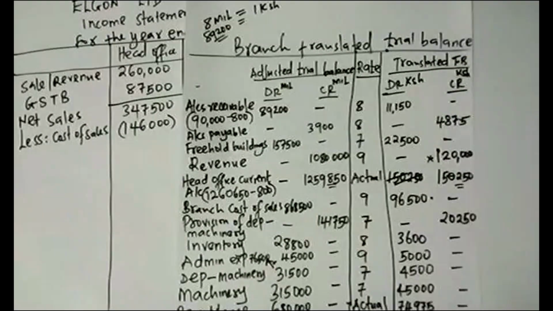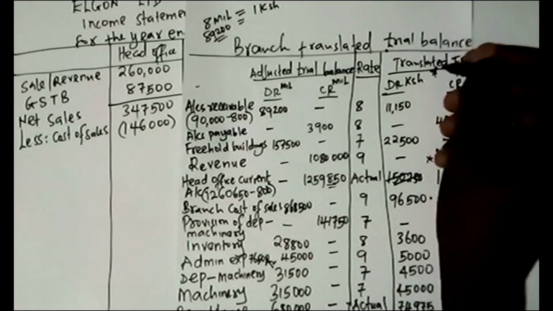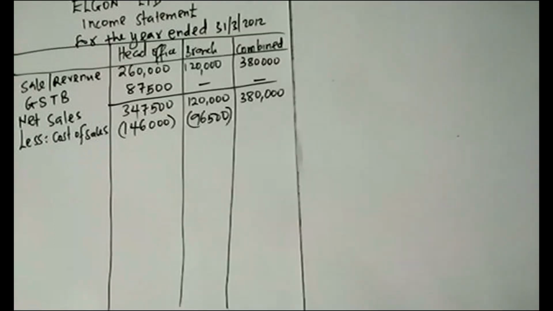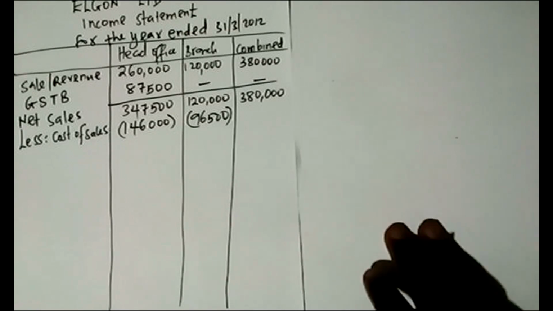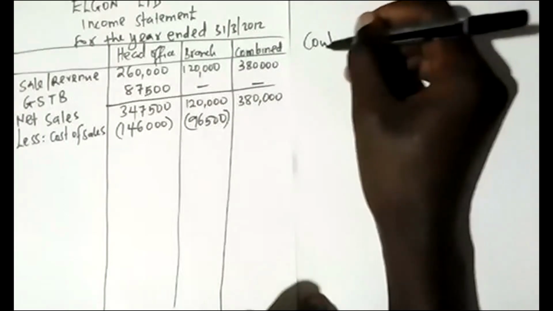That is the currency of the head office. So when I am picking the head office, then for the branch, I would be picking from my translated trial balance. So if I add the two, but now remember this one cannot be added that directly, because to get the combined cost of sales, I need to do a working.